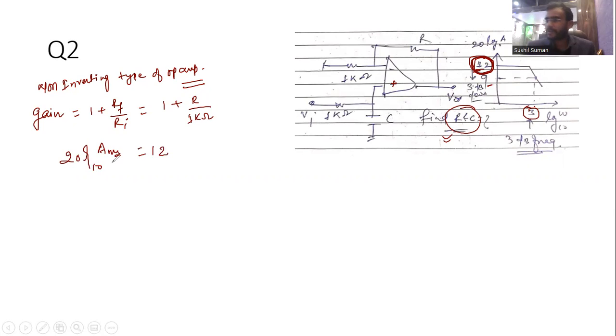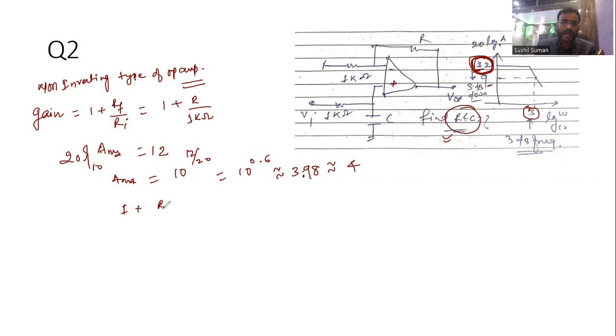After solving this, you will get A max equal to 10 raised to power 12 by 20. This is 10 raised to power 0.6, which is approximately equal to 3.98, considered approximately 4. Now 1 plus R upon 1 kilo ohm, gain equal to 4. So R equals 3 kilo ohm. So you get the feedback resistance value equal to 3 kilo ohm.